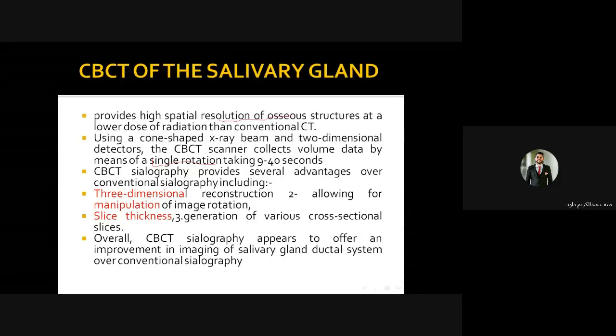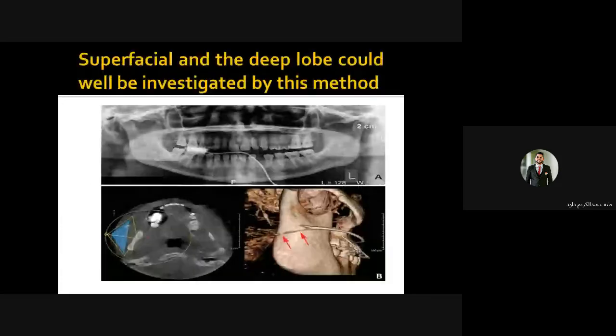And the dye system is going to be more clear imaging than any other types of method. Notice the superficial and the deep lobe of the parotid could be well investigated.